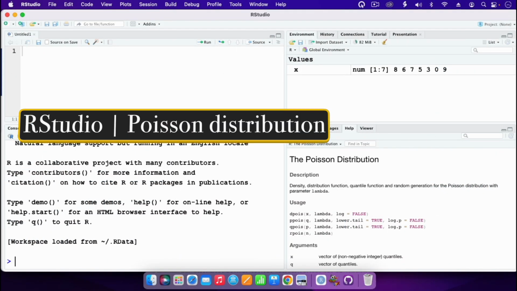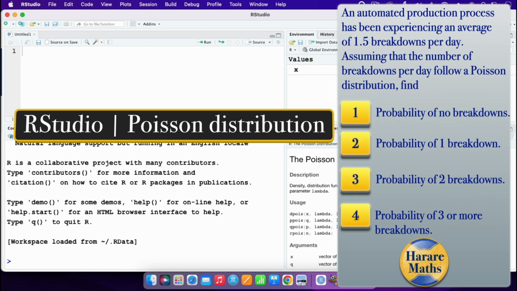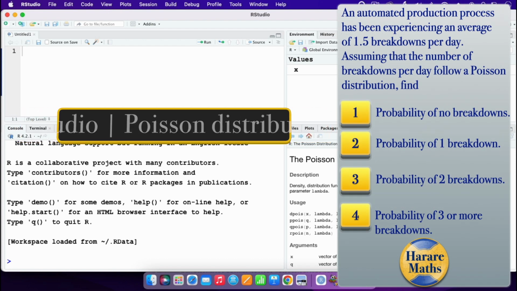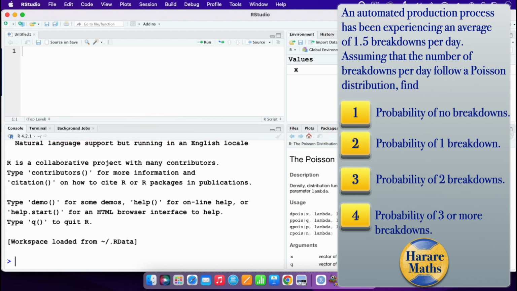In this tutorial, I'm going to look at the Poisson distribution. And for illustration, I'm going to use the problem which is appearing on the right there. An automated production process has been experiencing an average of 1.5 breakdowns per day. Assuming that the number of breakdowns per day follow a Poisson distribution, I will find number 1, the probability of no breakdowns, number 2, the probability of 1 breakdown, number 3, the probability of 2 breakdowns, number 4, the probability of 3 or more breakdowns.